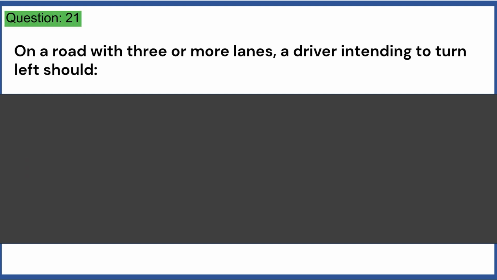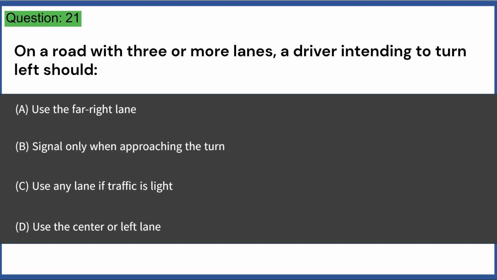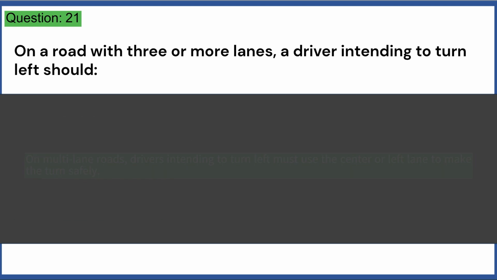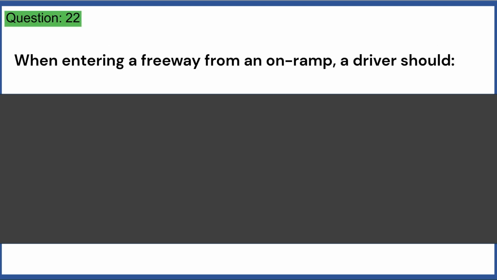On a road with 3 or more lanes, a driver intending to turn left should: A. Use the far right lane. B. Signal only when approaching the turn. C. Use any lane if traffic is light. D. Use the center or left lane. Answer: D. On multi-lane roads, drivers intending to turn left must use the center or left lane to make the turn safely.